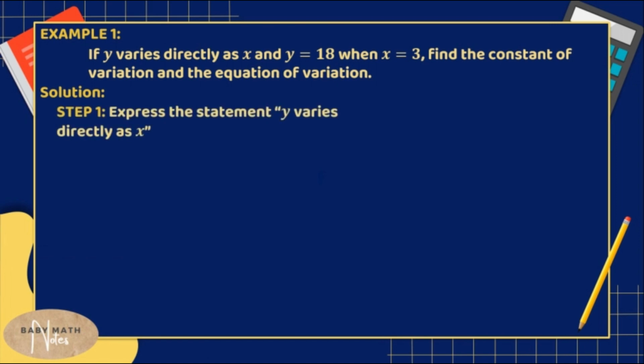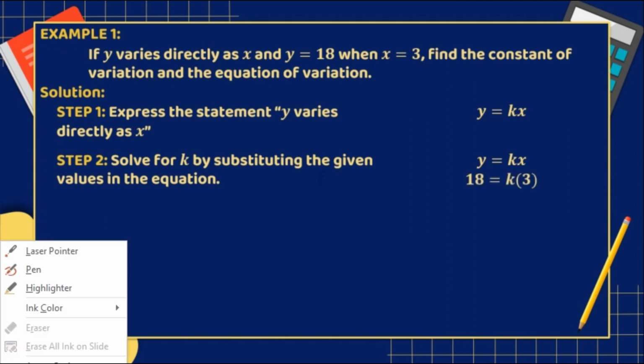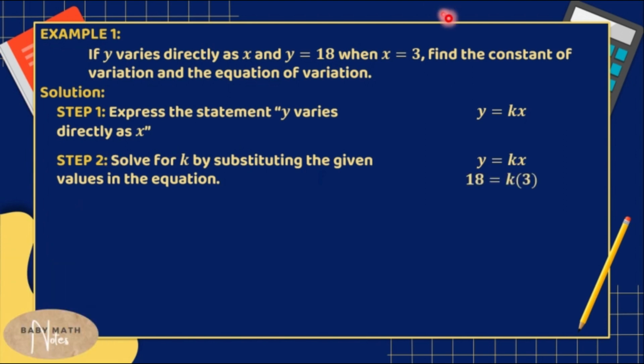Step number 1, express the statement y varies directly as x into its mathematical equation. Step number 2, solve for k by substituting the given values in the equation. So we are going to substitute the values given. So the value of y here is 18.